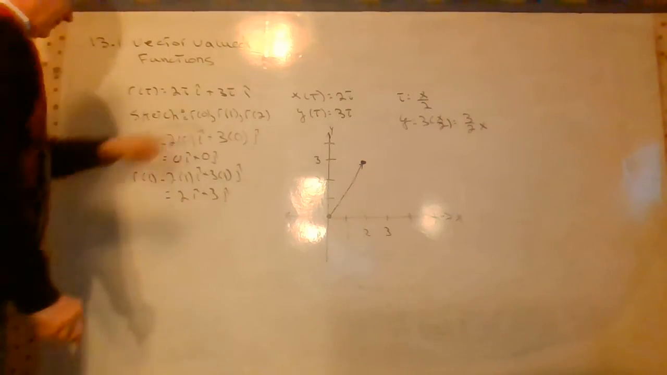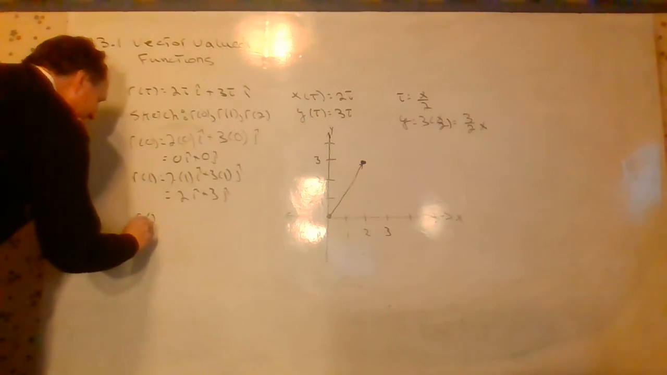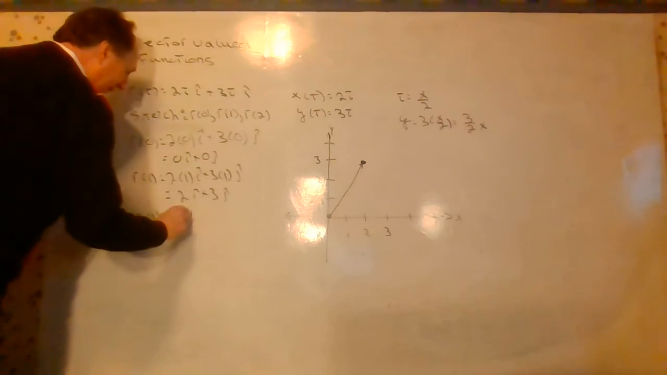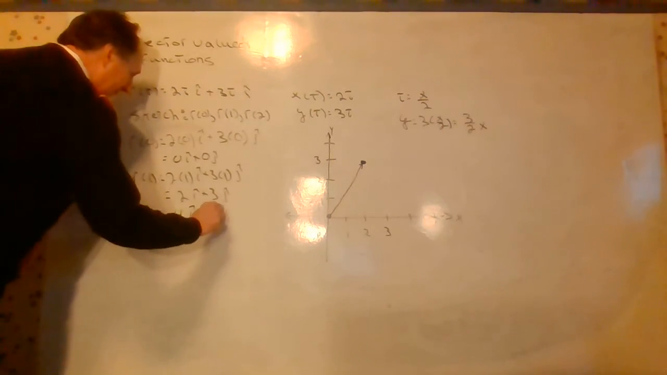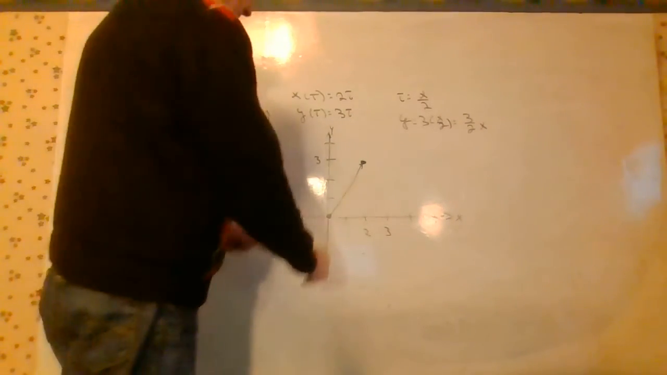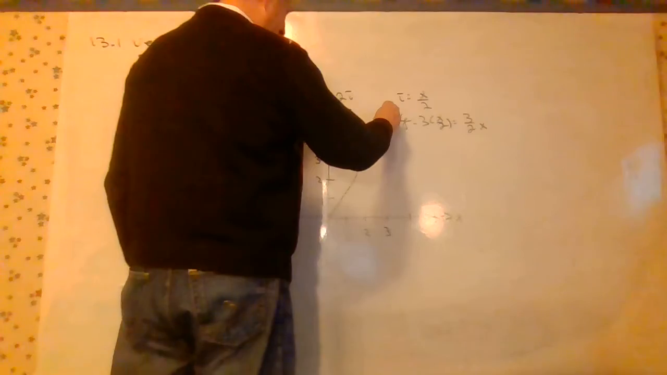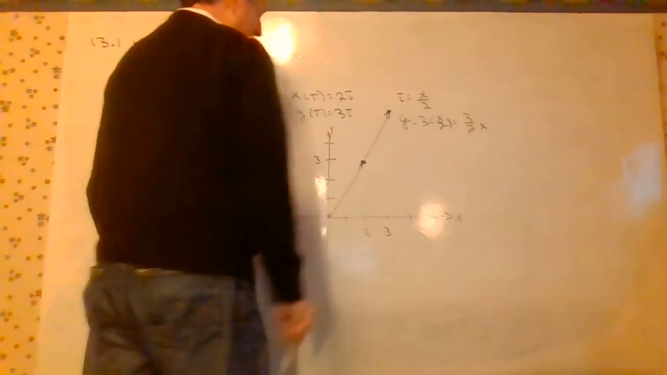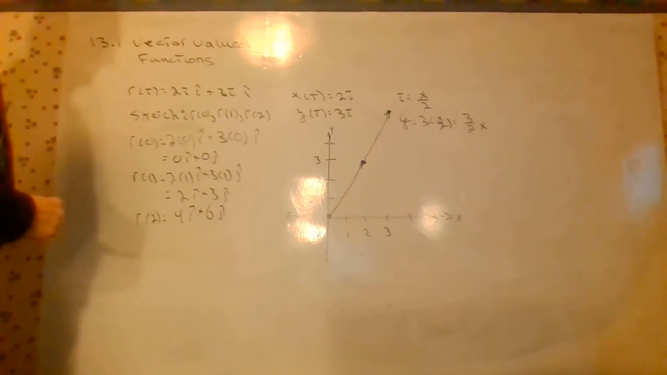And we can find r of 2. Of course, that's going to be 4i plus 6j. We're a little bit off the chart here. We're actually somewhere up here. And there's our second position vector.